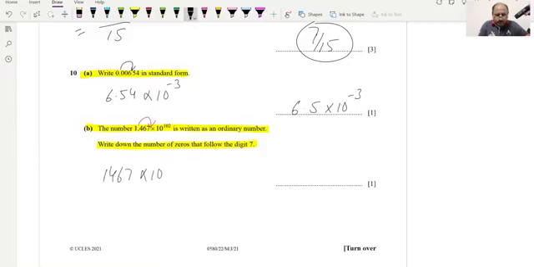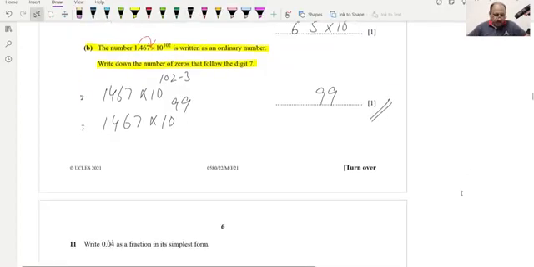1467 into 10 raised to the power 102 minus 3, and this will be 1467 into 10 raised to power 99. So there will be 99 zeros after 7. Hopefully you understood this as well. These are all 1 mark questions.